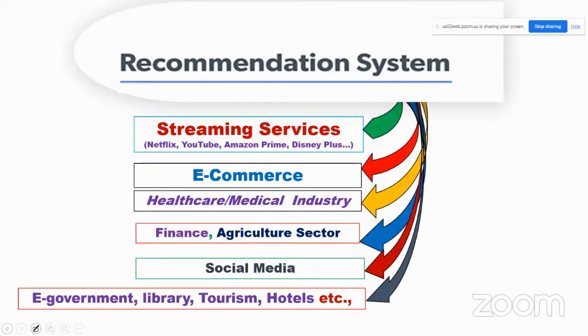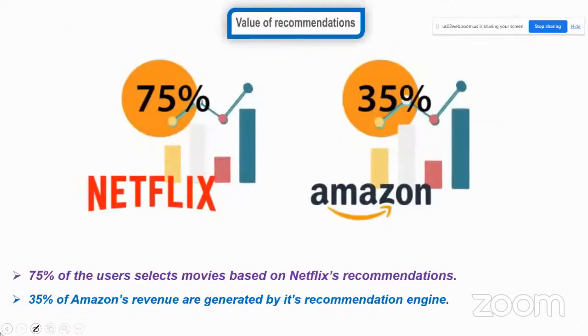Because of that reason only, a huge amount of research is going on in this recommendation system. And when you come to the value of recommendation, 75% of the users select movies based on the Netflix recommendation. Whenever you open Netflix, you will get a recommendation of the movies. Let us assume any latest movie released on the OTT platform, you will get a recommendation. That means out of 100 movies, 75% are watched by users based on the recommendation only. You can see that users are also happy because of this, since without searching we are able to see the movies.